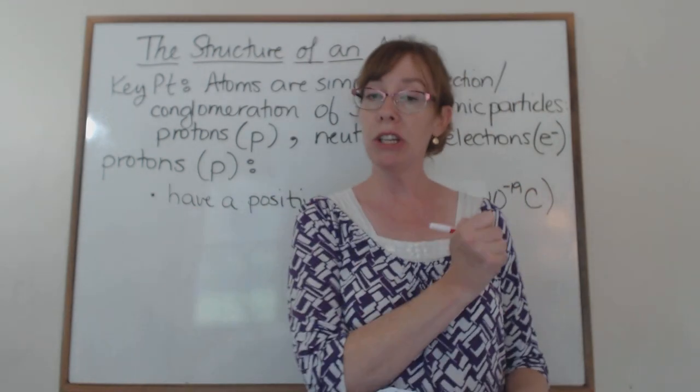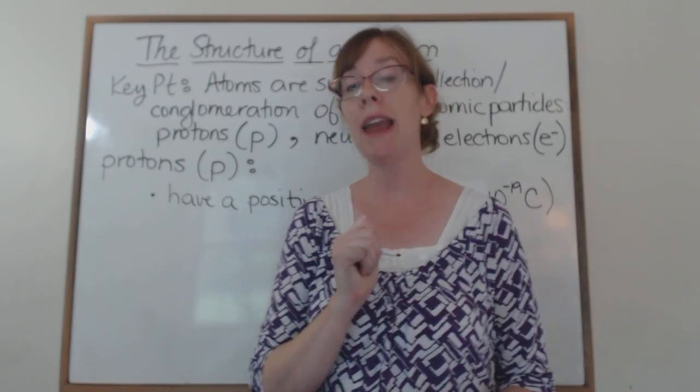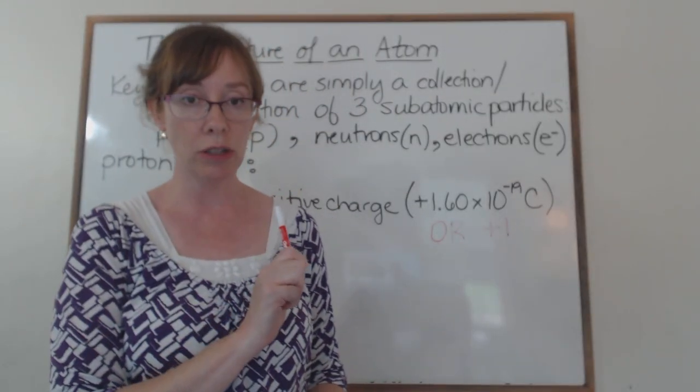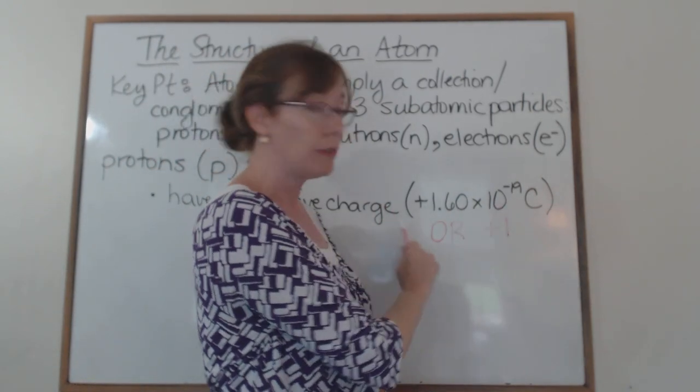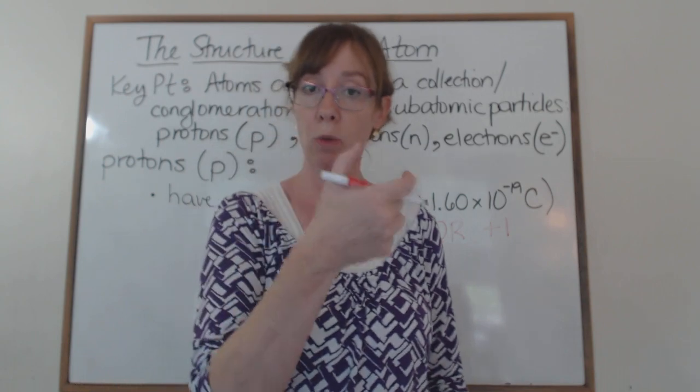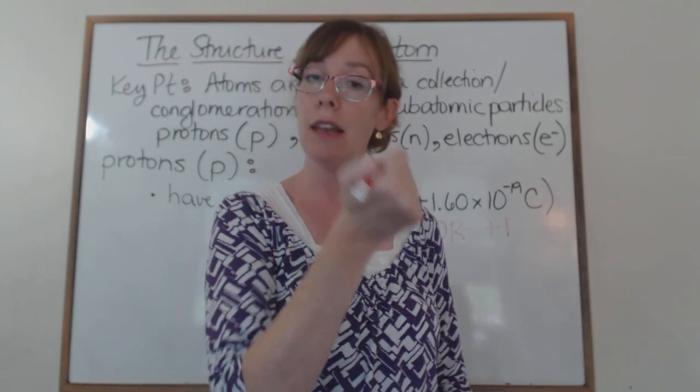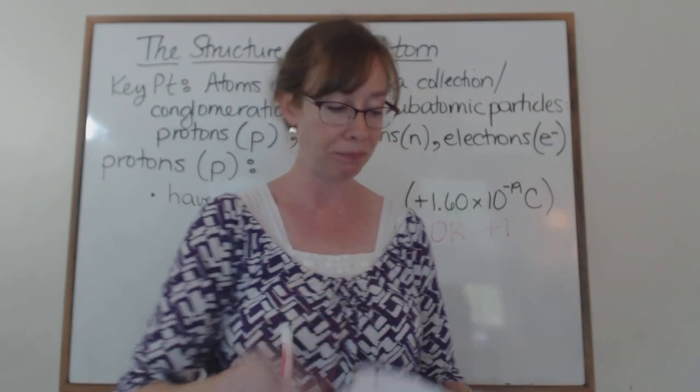And if you want to flip back to your notes on the electrons, go ahead and add that in under where the electron's charge was. And instead of thinking about it in coulombs, for an electron you're just going to write negative one. So for each electron, you're just going to write negative one.